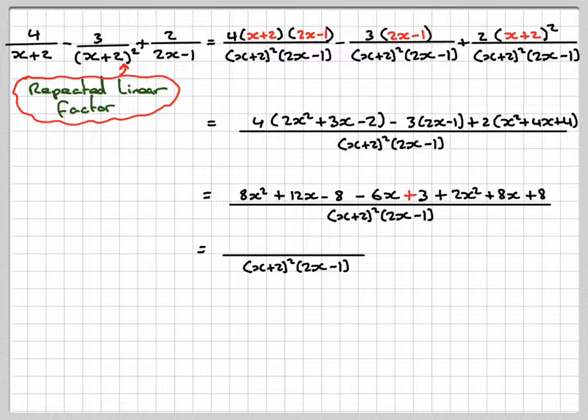So we got 10x squared, 8x squared plus 2x squared, and 12x minus 6x plus 8x gives me 14x, so it's 12 minus 6, which is 6, 6 plus 8, which is 14, and that minus 8 and that 8 will cancel out. Notice the way I cancel, and I've got a plus 3 here still left over. And that is the answer.